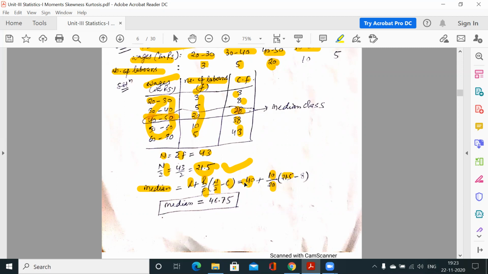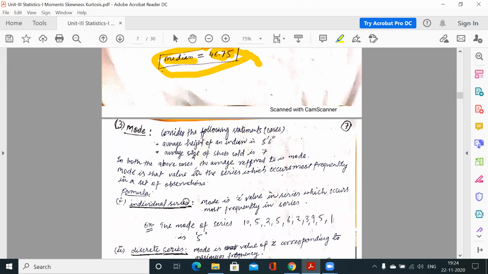Now C is the cumulative frequency just before the median class. So this is the median class, and the preceding cumulative frequency is 8. Calculating this, we get 46.75, which is within this range. You can verify your answer. It must come in the median class, 40 to 50. If you are getting a value below 40 or greater than 50, that means you are making some mistake. So this is our median value. Now the mode.